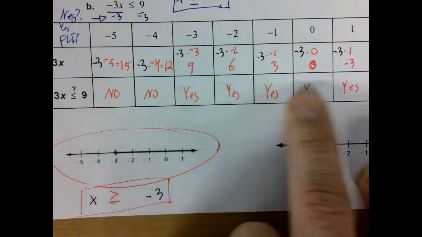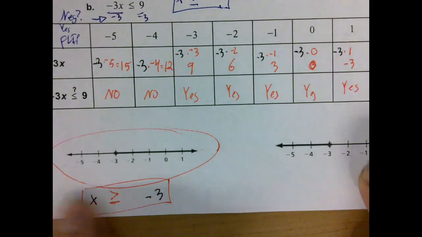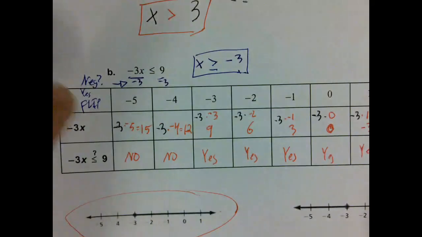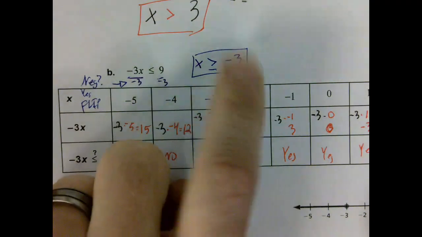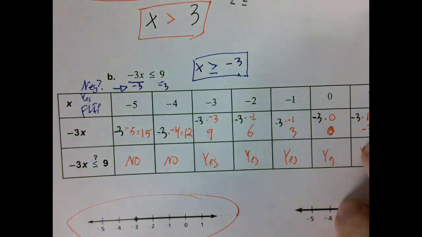Notice, because there was a negative coefficient, a negative number with our variable, that changed the values that work. We had to flip the sign, so let's take a look. It's x greater than or equal to negative 3, and notice that's exactly what happened. The values that work are greater than or equal to negative 3. That's what happened down here. So that's why we have this question. Did you and I multiply or divide by a negative? And we say yes, that's why we have to flip the sign, because that negative coefficient changes the values that work.